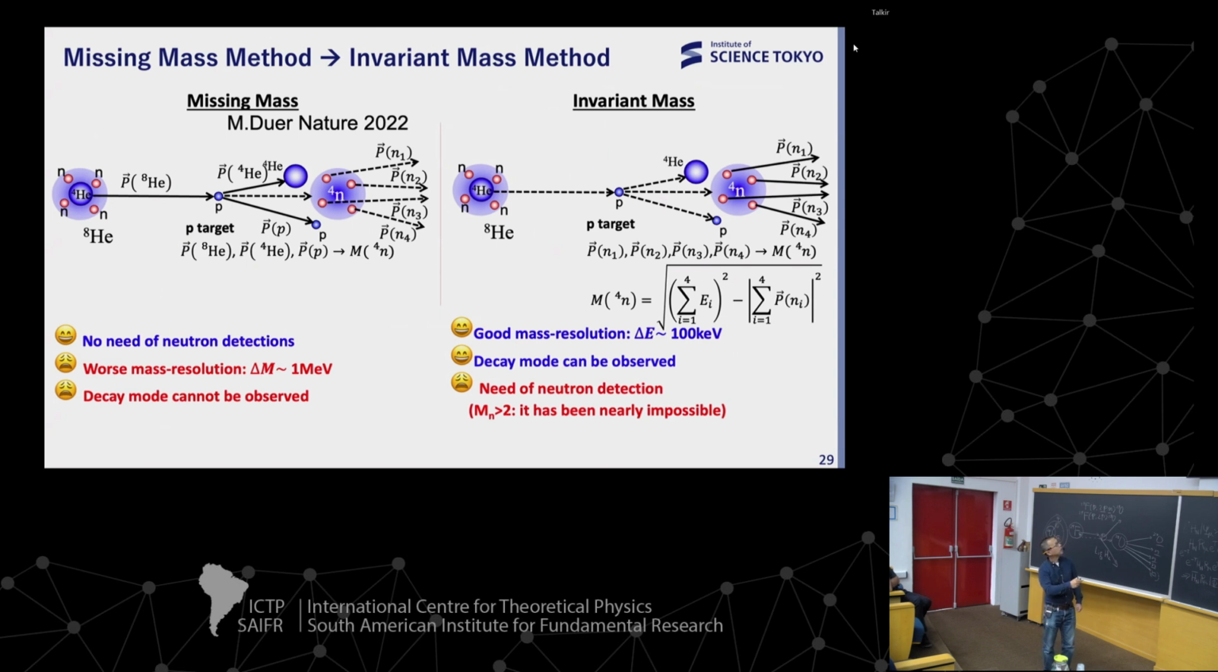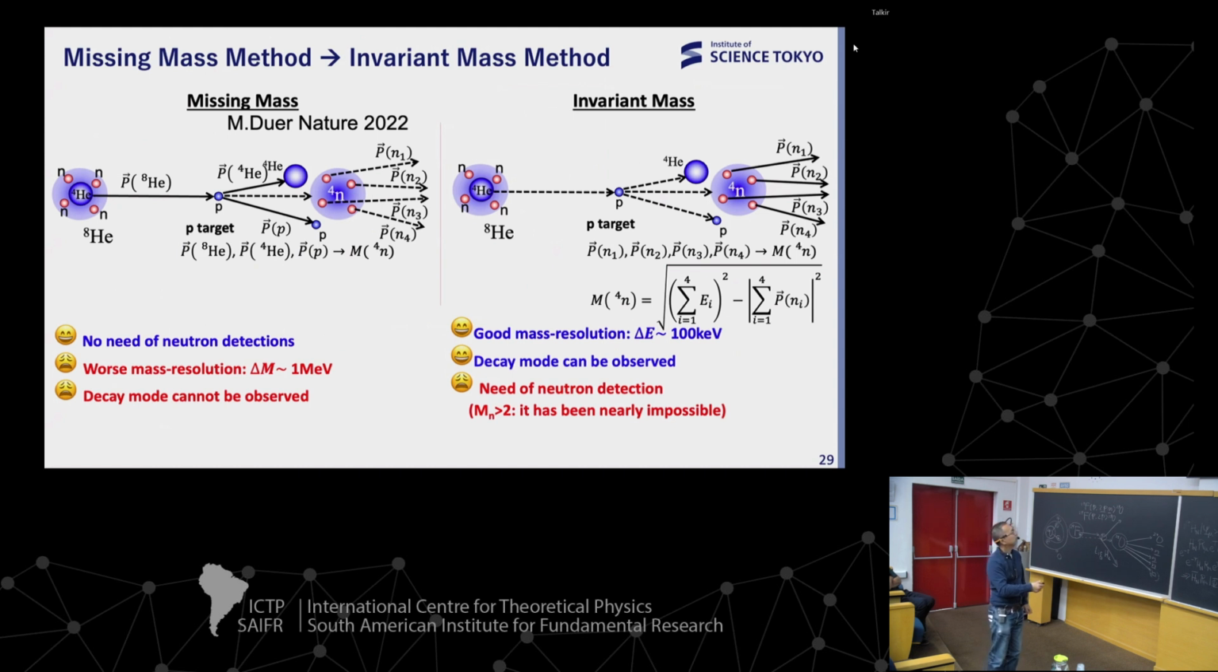So what we measured are these momentum vectors: helium-8, helium-4, and protons. From that, using momentum conservation and energy conservation, one can extract the mass of these 4-neutron systems. This is called missing mass. The advantage of this method is that we don't need to measure neutrons. You know that it's very difficult to measure multiple neutrons, right? So in this case, we don't need it.